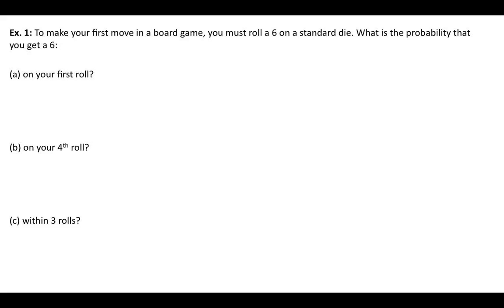Okay, so here's an example. To make your first move in a board game, you must roll a 6 on a standard die. What's the probability that you get a 6 on your first roll? I'm waiting for a 6, so 6 is a success. I know there's a 1/6 probability of rolling a 6. Everything that's not a 6 is a failure, so that's 5 out of 6.